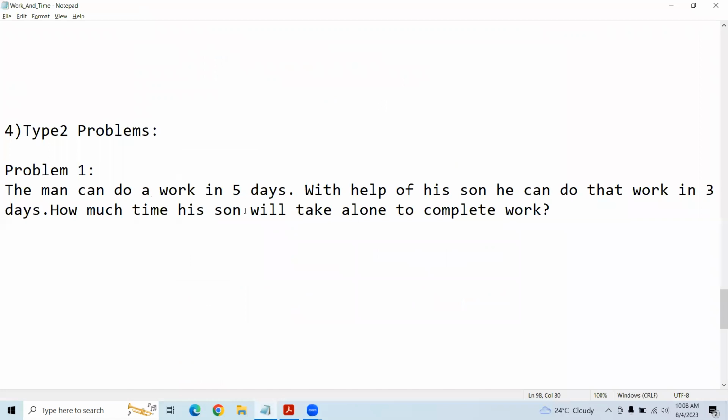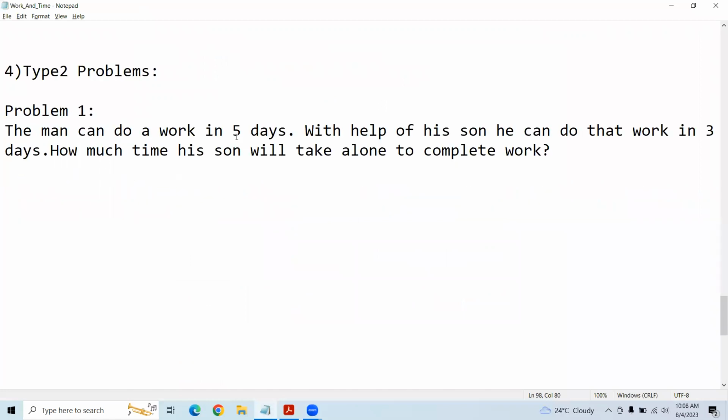So let's try to solve the problem. A man can do a work in 5 days, and with the help of his son, he can do that work in 3 days. So the first step is doing the LCM of 3 and 5. 5 ones are 5, is it divisible by 3? No. 5 twos are 10, is it divisible by 3? No. 5 threes are 15. Yes, it is divisible by 3 and 5 both. So the LCM of 3 and 5 is 15. So total work is equal to 15 mangoes.